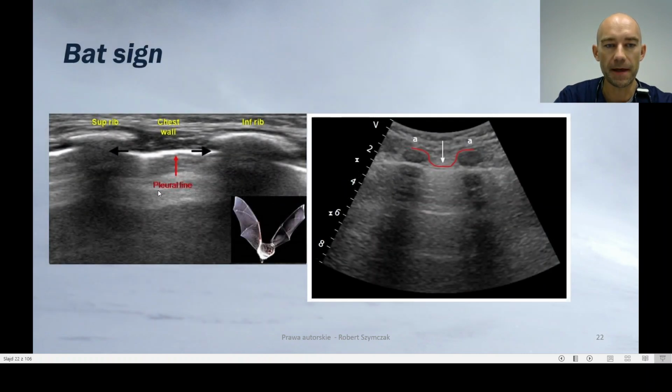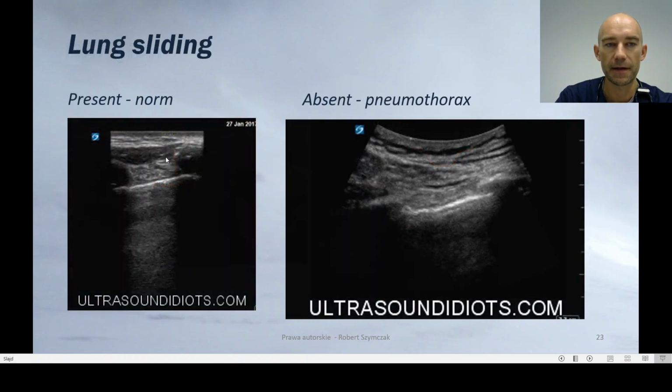Okay, so first of all, when you put a probe, search for the bat sign. Here you've got the rib, the echo of the rib, and here you've got the lung tissue. So look for the bat sign, and after finding the bat sign, then you know that you are looking at the lung, so you can assess the lung. That's the first thing to do. And you can see here the rib, the chest wall, and the pleural line. Then look for the lung sliding.